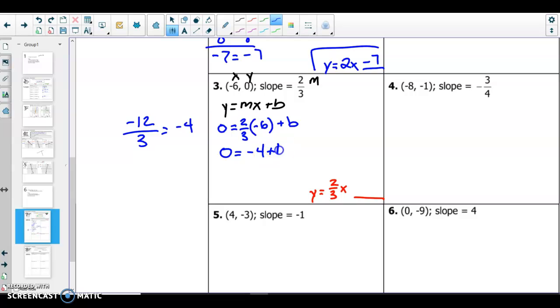0 is -4 plus b, and then we'll go ahead and add the 4 to both sides to find out that our b value here is +4. 4 equals b, and I'm going to put a big old +4 right there.